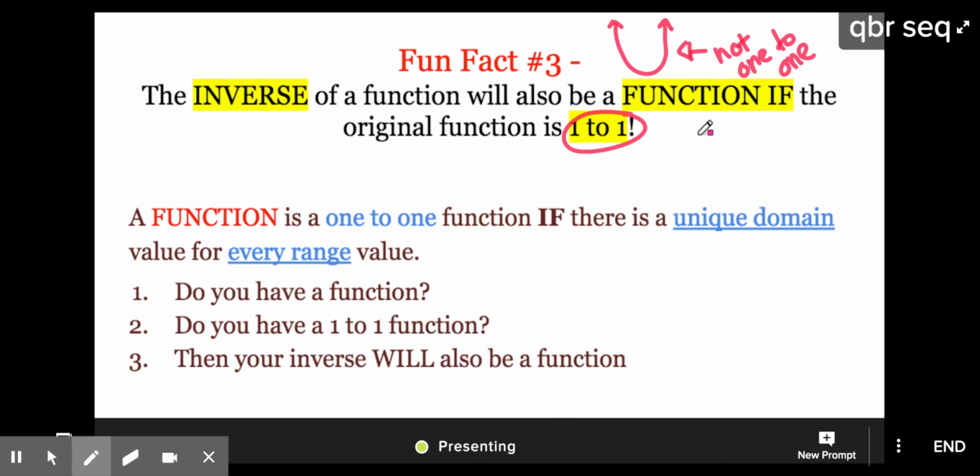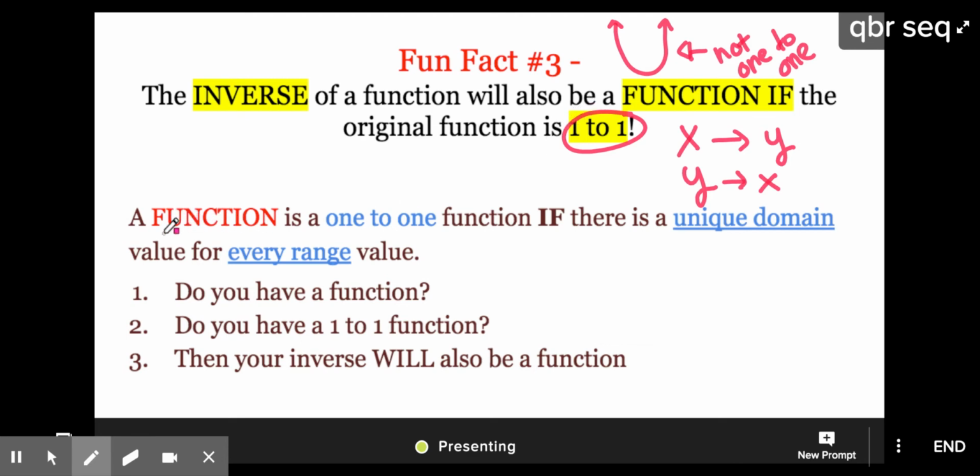Right? So 1 to 1 means every x has one y and every y has one x, right? It goes both ways. It's not just every x has one y. That's what makes it a function. What makes it a 1 to 1 function is if it works both ways. If I pick the y value 4, I get the x values 2 and -2. Therefore, it's not 1 to 1. So the inverse of a quadratic would actually not be a function.